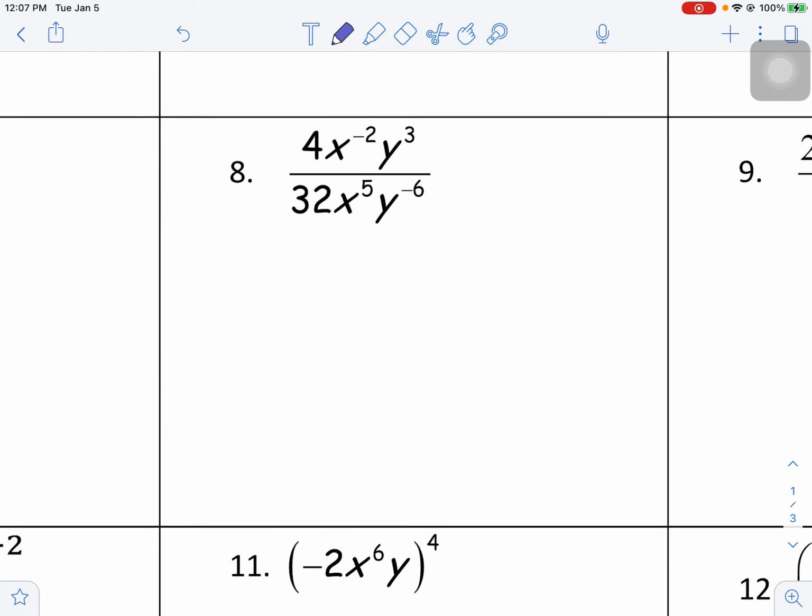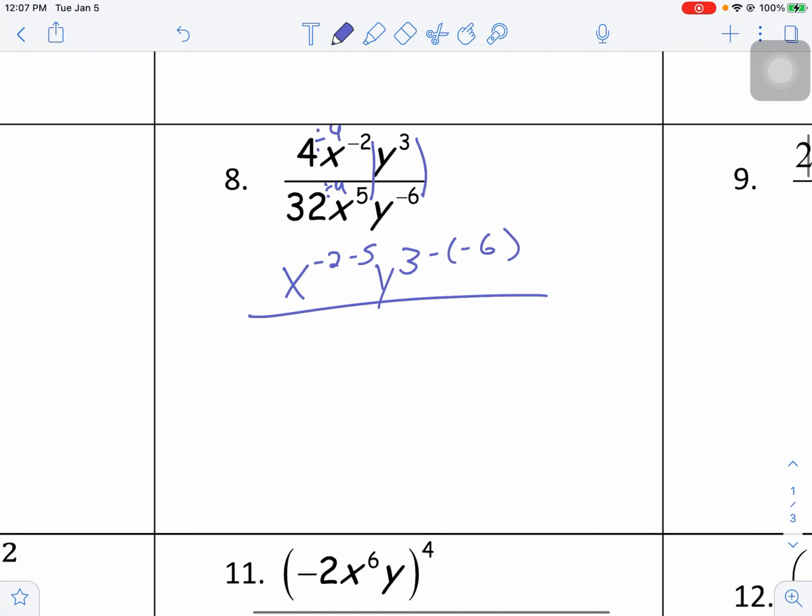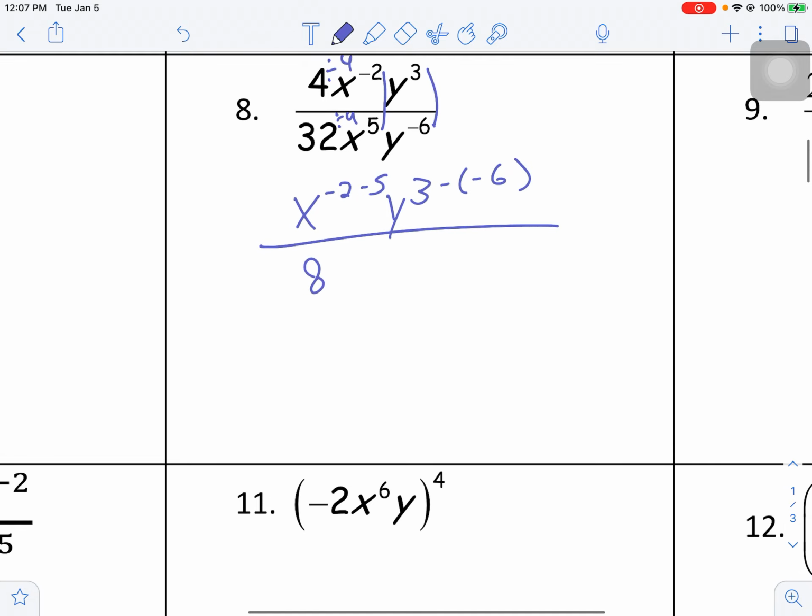For number 8 here, there's a lot of things that we can do. I'm thinking reduce the 4 and the 32 because 4 comes out of both of those. I'm also thinking subtraction here and here. So 4 divided by 4 is 1, so that's going to be 1, x to the negative 2 minus 5, and that's going to be y to the 3 minus negative 6. And then in the bottom, the only thing left here is just 8.